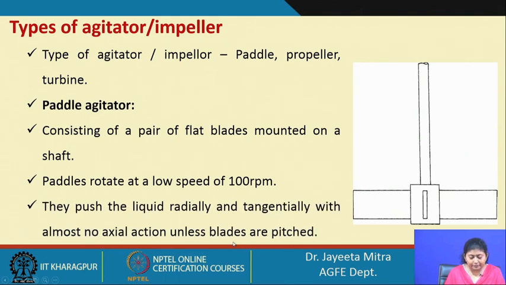They push the liquid radially and tangentially with almost no axial action. So, if it rotates, you can visualize that it will throw the liquid in a tangential direction, and some may be in the radial direction. So, no axial direction will be there unless the blades are pitched blades.